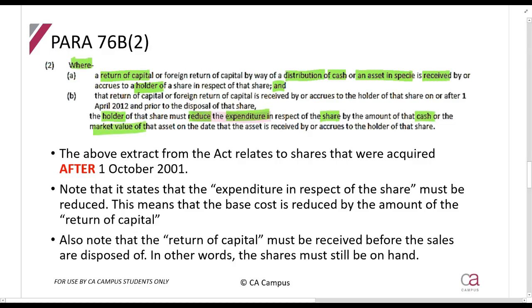This reduce the expenditure is reduce the base cost. Remember, the expenditure that you incur in terms of the 8th schedule is base cost. So they're saying, if you receive a return of capital in your holder of shares, you must reduce the base cost. Now guys, they don't talk about investment or share dealer.